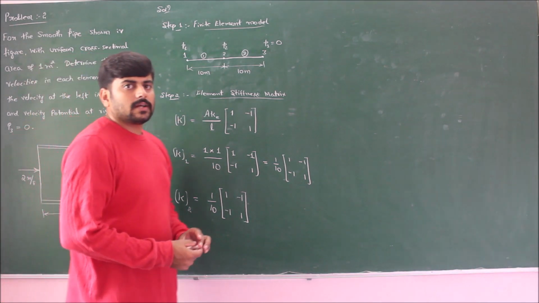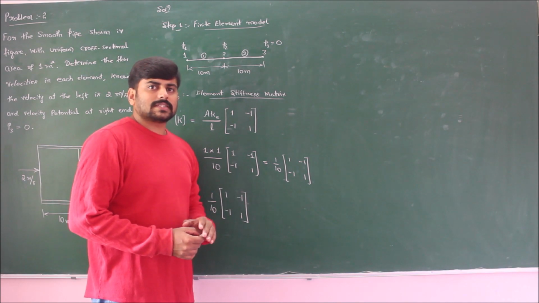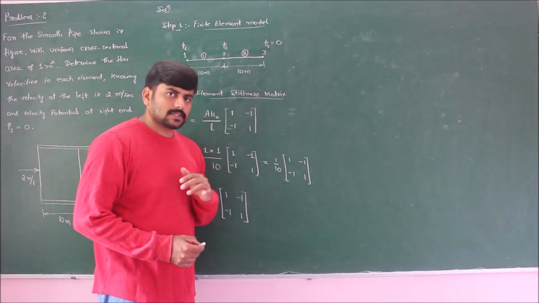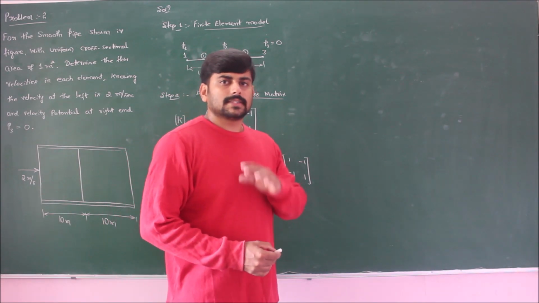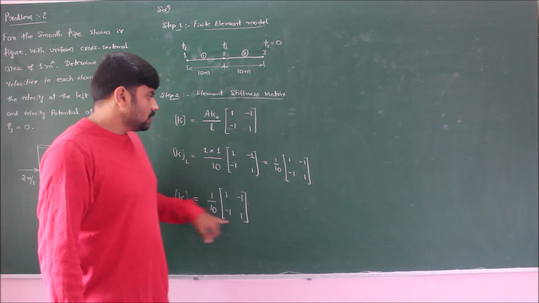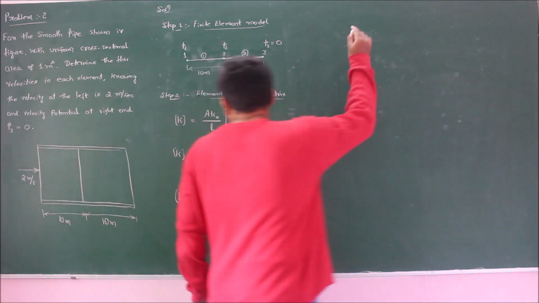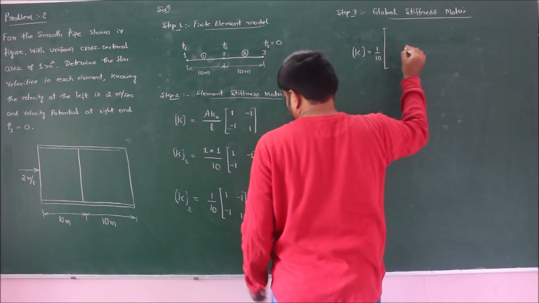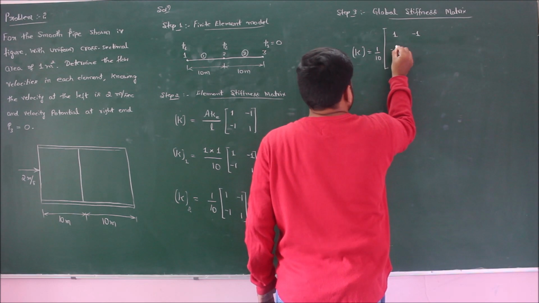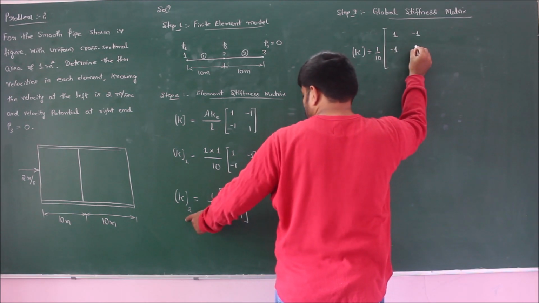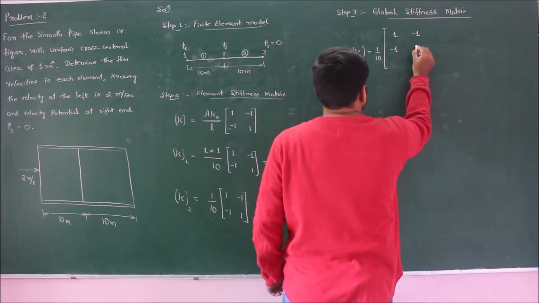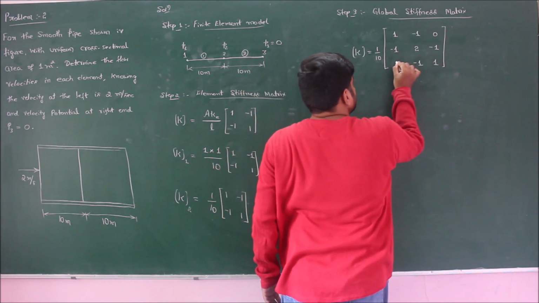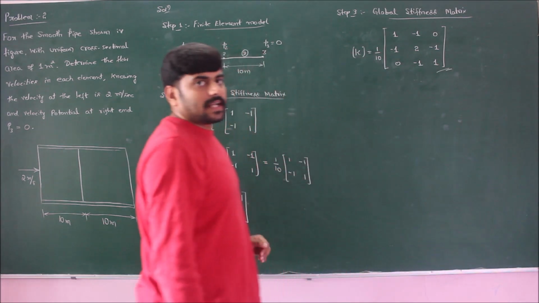Now moving on to step 3, to find the global stiffness matrix. The rule to obtain the global stiffness matrix is the same as what we followed in the analysis of bars, analysis of torsion of shafts and analysis of heat transfer problems. That is, I should add K11 of element 2 to K22 of element 1. If I do that, I will get K equal to, taking 1 by 10 common, for element 1 we have [1 -1; -1 1]. Adding K11 of element 2 to K22 of element 1, I get 1 plus 1 equal to 2, then -1, -1, 1. Now fill the unfilled positions with zeros. So this completes the global stiffness matrix for the given problem.